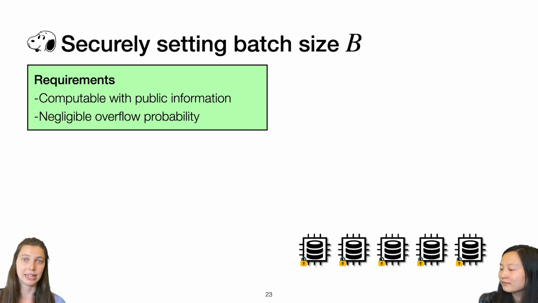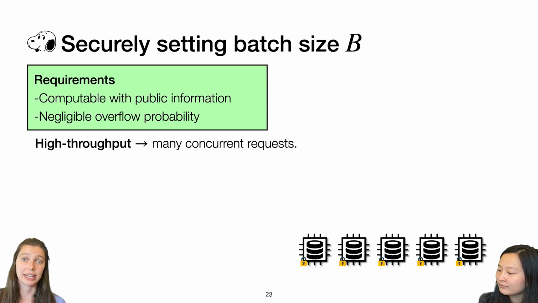The second requirement is that the probability of overflow should be negligible in our security parameter. And this is important because we don't want a batch to overflow, because that means then the client would have to retry the request. And retrying the request leaks information to the attacker, which can reveal information about the underlying request distribution. So we really don't want this overflow event to happen. So to solve this problem, we observed that in the high throughput setting, there are many concurrent requests.